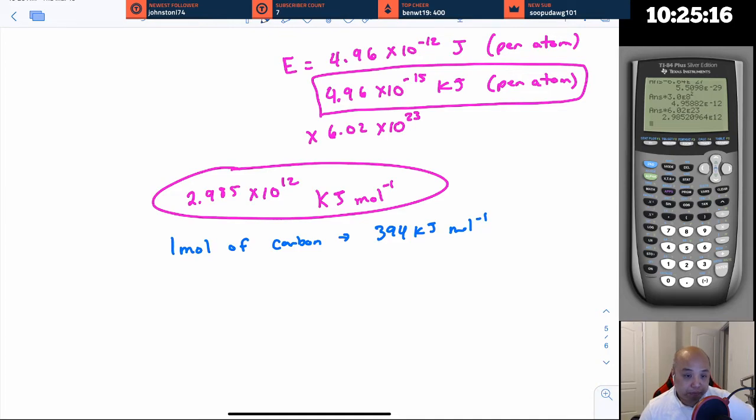Questions about that? Question. Do we give our final answer in moles or atoms? That's a good question. You'll really want to pay attention to what they ask you in the problem. So be wary of the units. If they ask you per mole or per atom, that's going to be something important that you should be aware of. So just keep that in mind for this.